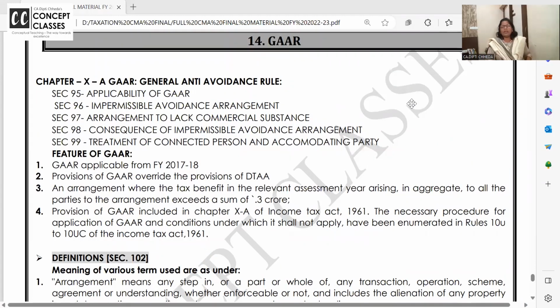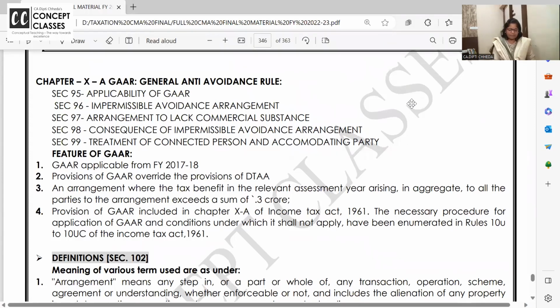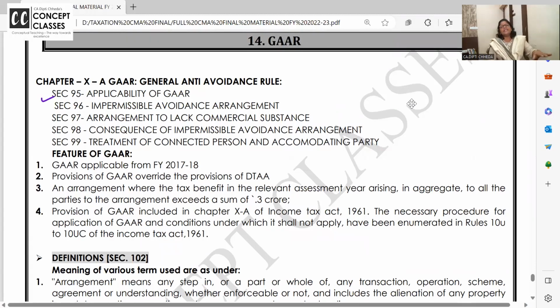Section 95. All transfer pricing was 92 A, B, C and all. So this is GAAR's applicability, which is 95. Applicability of GAAR is 95. Impermissible avoidance arrangement. Impermissible avoidance arrangement means it's such an arrangement which is actually done only for tax evasion. Then such an arrangement or agreement is not allowed.